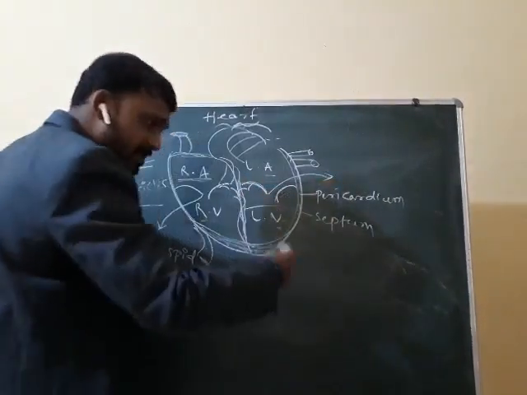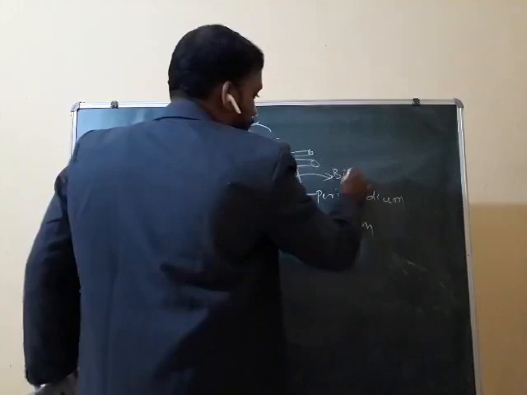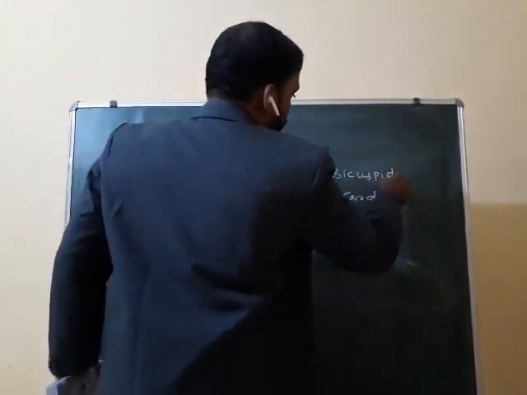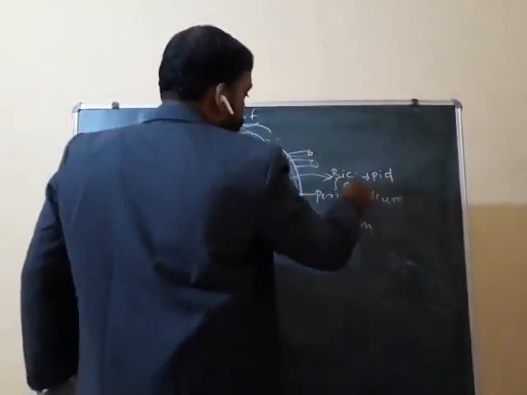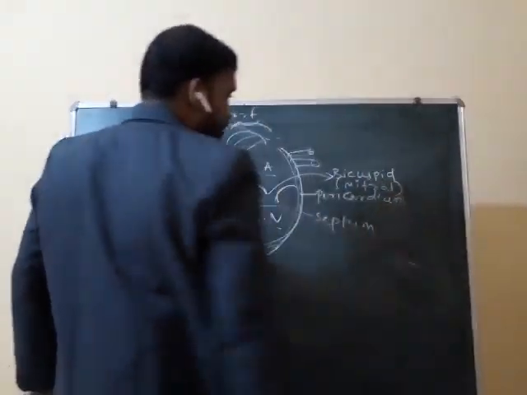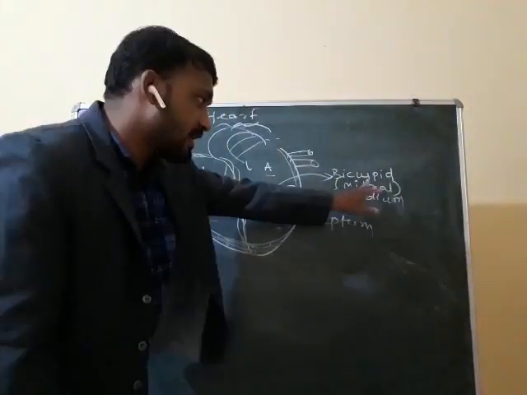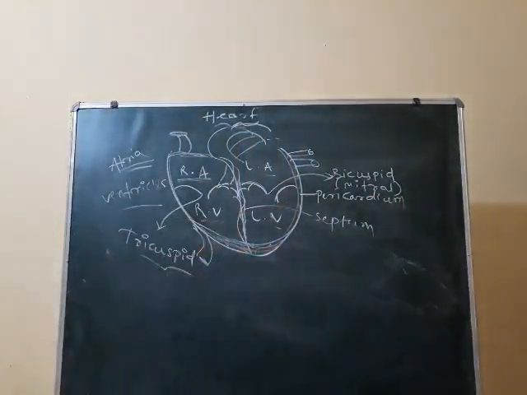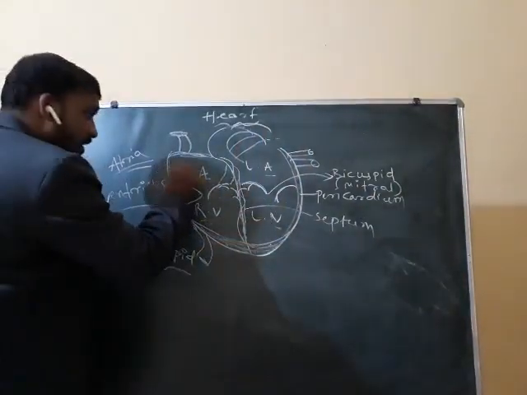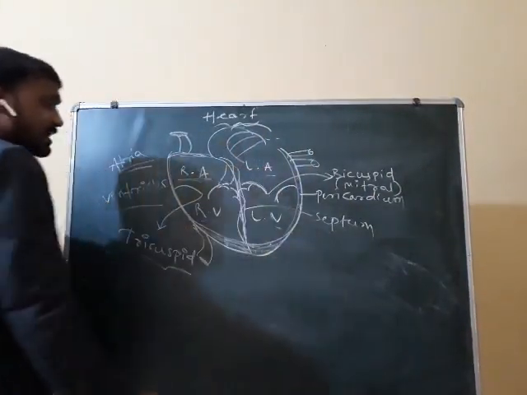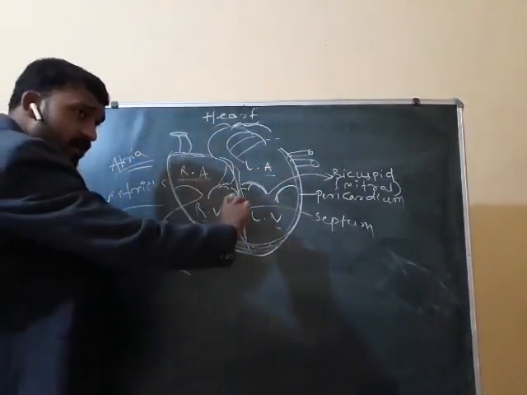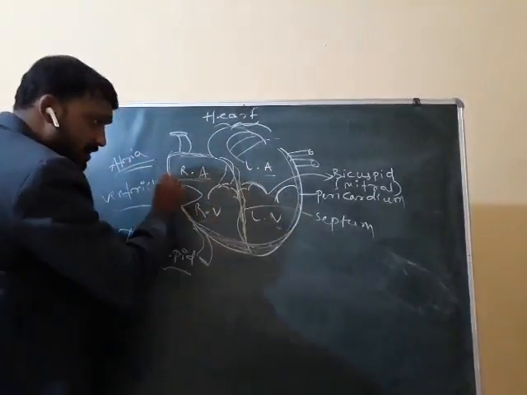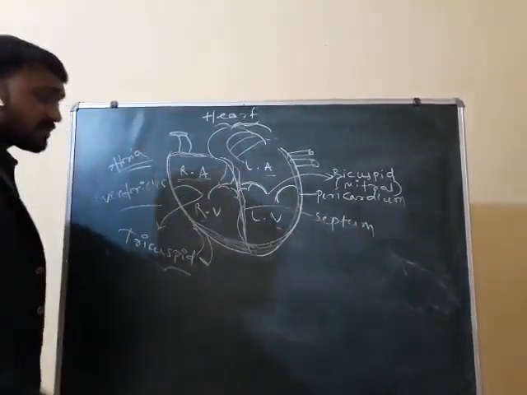Whereas left atria and left ventricle are separated by a valve. The valve name is bicuspid valve. And bicuspid valve is also called mitral valve. What? It is also called mitral valve. Is everything visible? Yes. So, right auricles, left auricles, right atria also you can say. This is right ventricles, left ventricles.